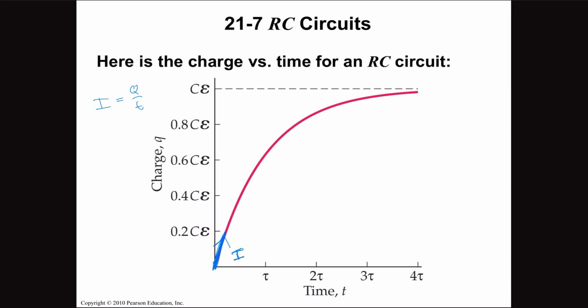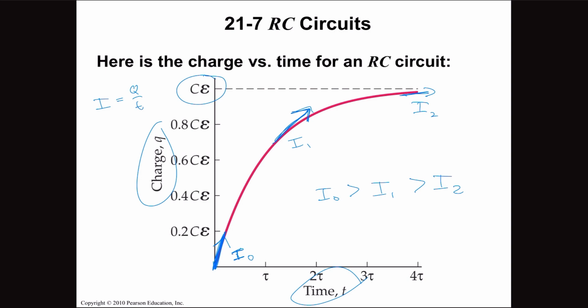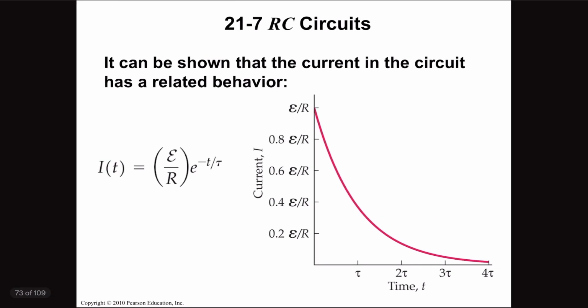So that's I naught initially. It's really high, and then as we move up, you see the current being the slope of this line, right? Charge divided by time, which is slope here, is going to just start getting smaller and smaller. And so I naught is bigger than I1, which is bigger than I2, and it's just going to keep getting smaller and smaller and closer to 0, and then the total charge on it is going to max out at C times E. Okay?